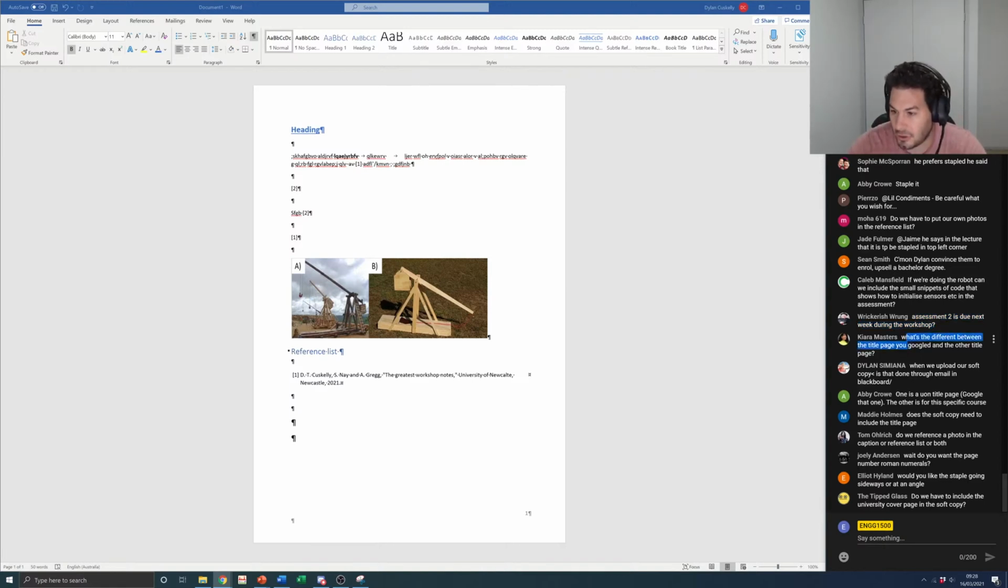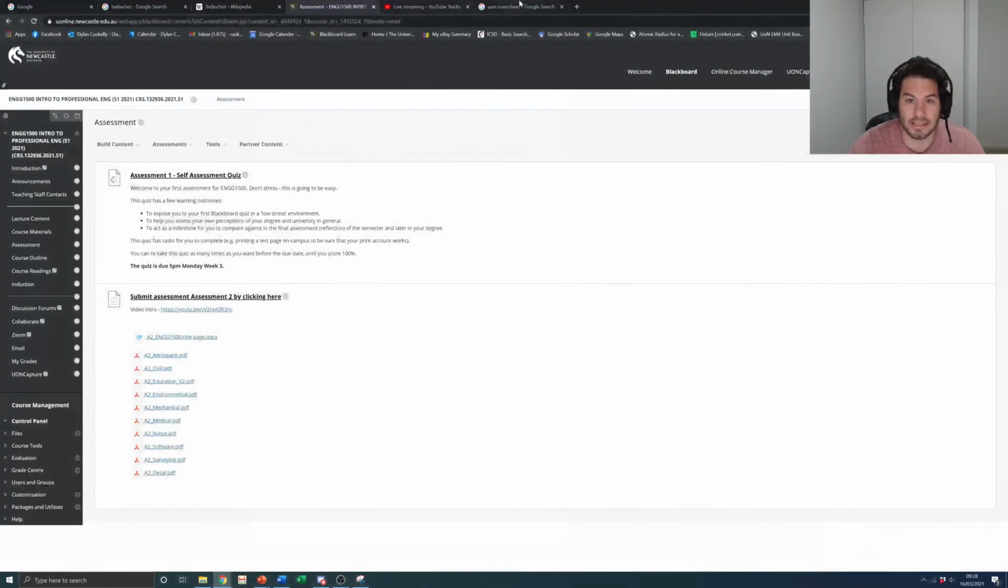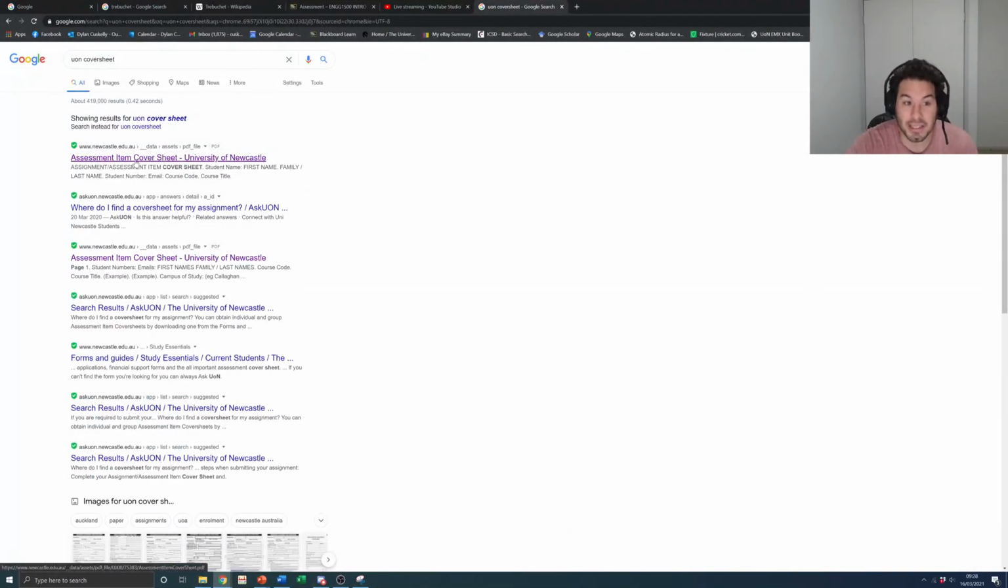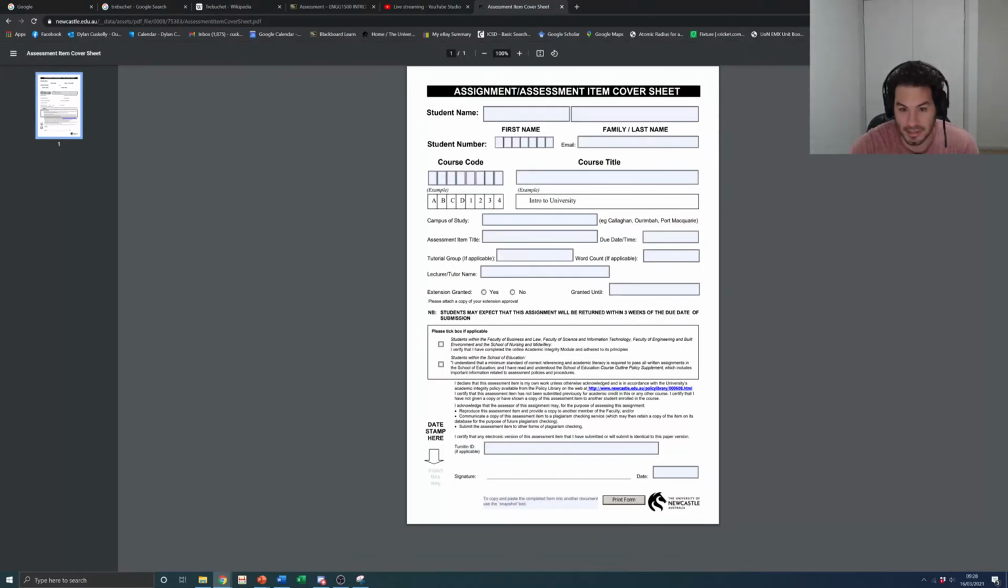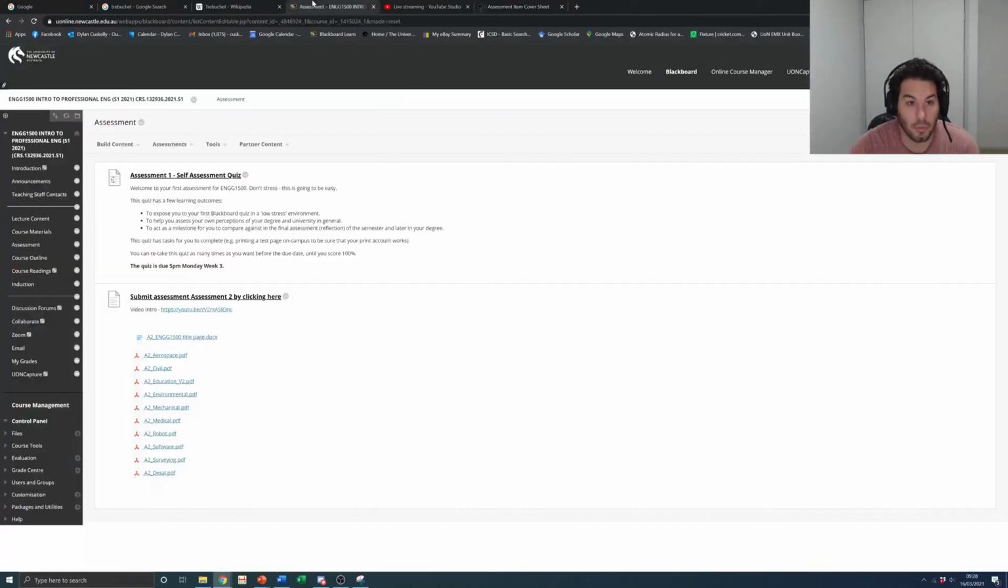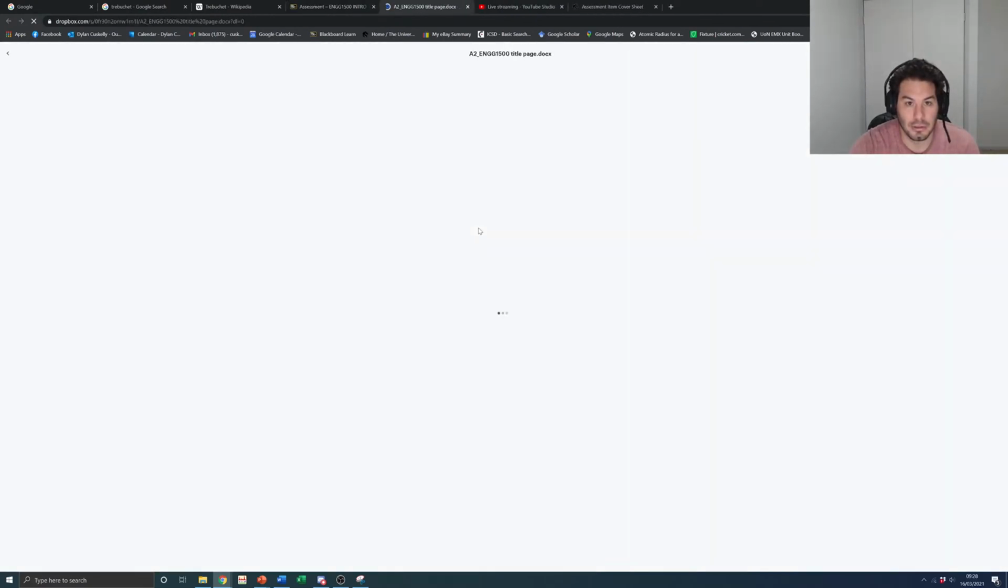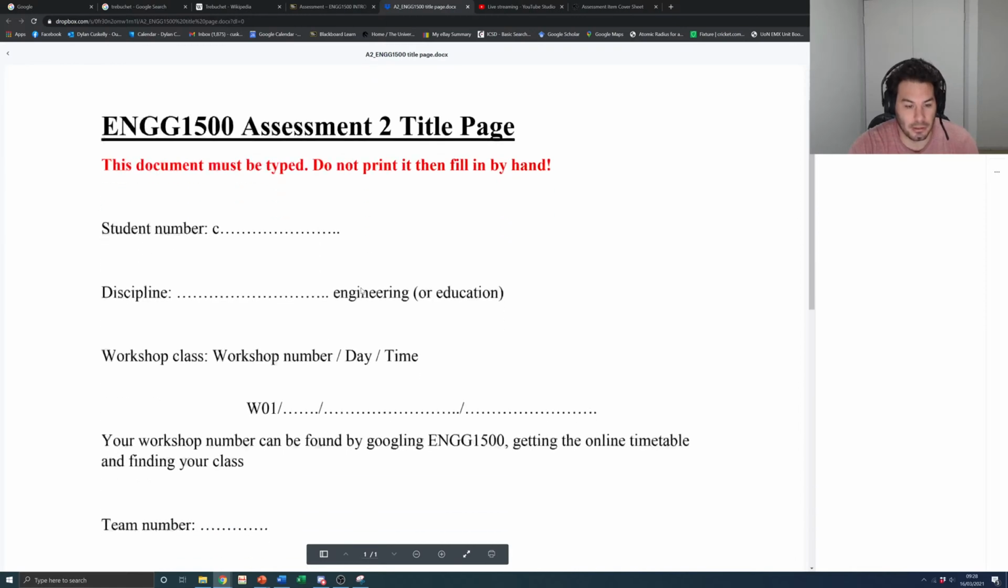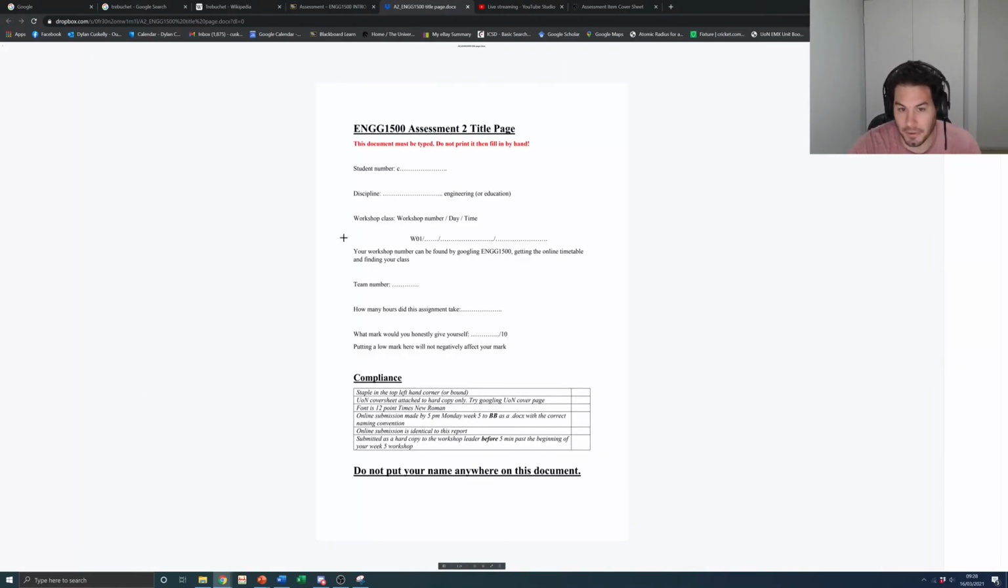Is there a difference between the title page you Googled and the other title page? Yeah, so I didn't Google a title page, I Googled a cover page. I'm sorry that this distinction is subtle, but it's there. When you Google it, what you're going to get is a UON cover sheet, and I try and use this terminology, assessment item cover sheet. It's this thing. But the title page is this thing, okay? It's very different, very different.